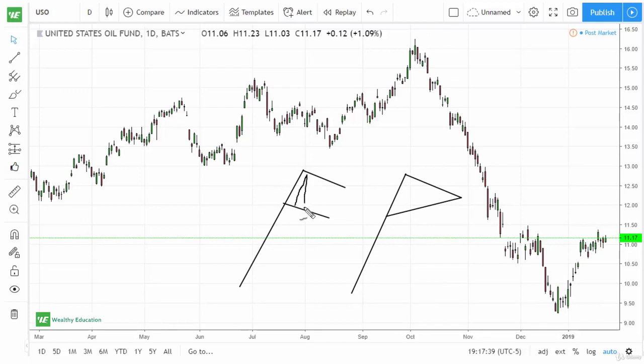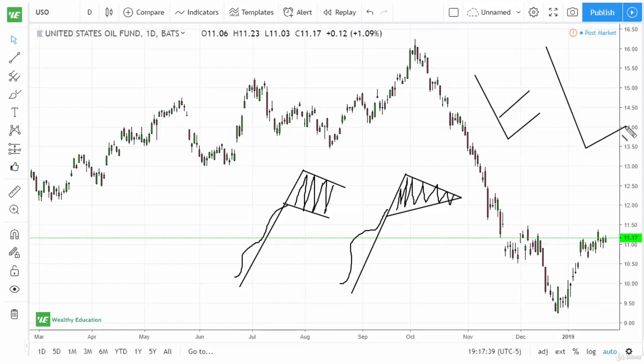So, in a flag, you'll see a small pullback in a bit of a channel. And in a pennant, you see more of a triangle after a move higher in a bullish version. Now, there's also the bearish version, which is the exact opposite. Basically, you're looking at a run lower and then a slight pullback in a channel, or a run lower and a triangle. The beauty of these patterns is that everybody in the world pays attention to them, and they're obvious a lot of times.